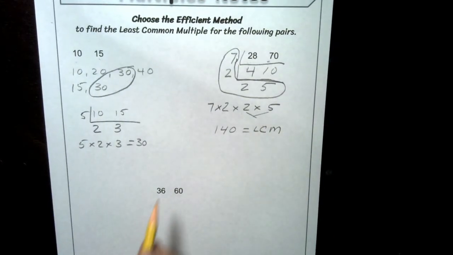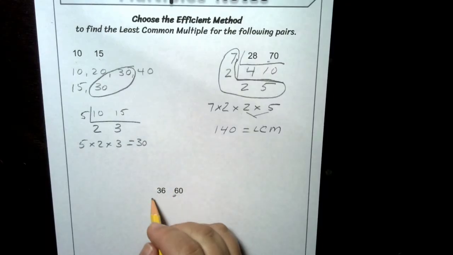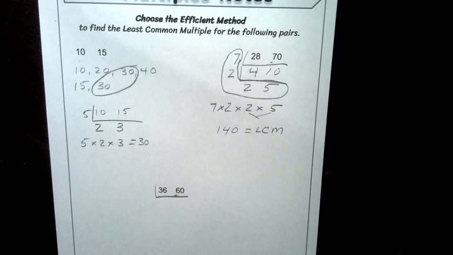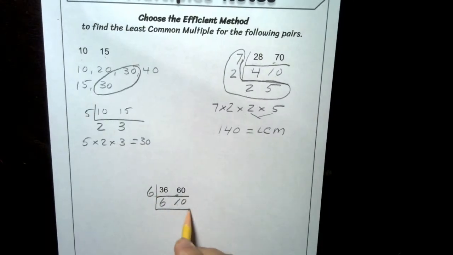Finally, 36 and 60. Again, I could probably list my multiples of 60 pretty easily. My multiples of 36, I'm not too strong on. So I'm going to choose, once again, the ladder method for this. Say they both have 6. 6 times 6 is 36. 6 times 10 gives me 60. They're both even. I definitely know they share a 2. 2 times 3 is 6. 2 times 5 gives me 10. I cannot pull out a factor of 3 and 5.